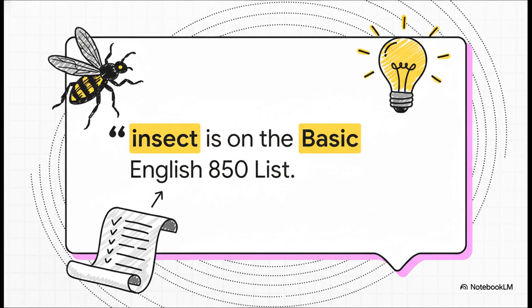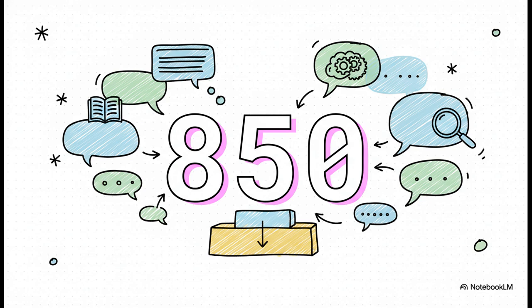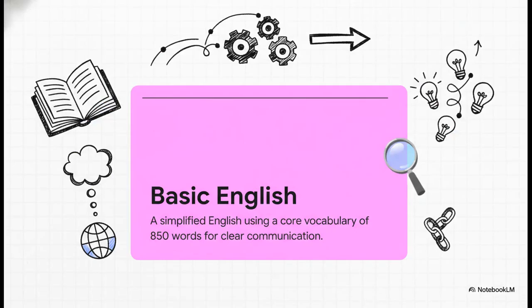It tells us this isn't just some random definition somebody wrote up. No, it's part of a much bigger, carefully designed system. So the key here is that number, 850. And that is not just some random number pulled out of thin air. It represents a very specific, carefully chosen list of 850 foundational English words. This list is the absolute core of a system that's all about clarity. And this system has a name.